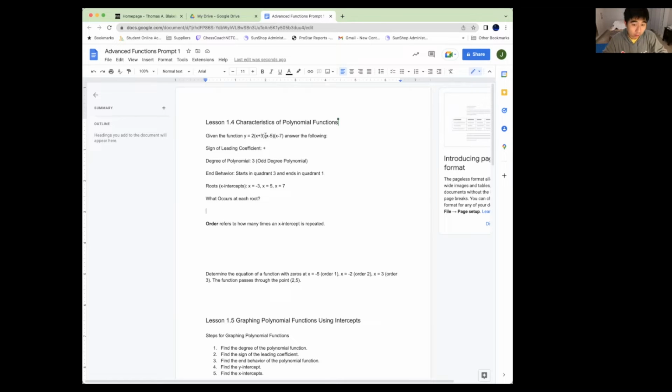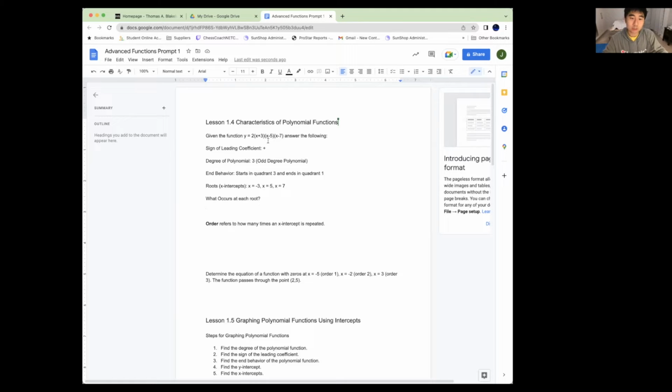The order of each x-intercept, the order refers to the x-intercept. The order of each x-intercept is just the power or the exponent of what that x-intercept is. So basically, the exponent for x plus 3 is 1, as we said earlier, because there's nothing written there. So the exponent is 1, which means the order is 1. You can think of the exponent as being the order.